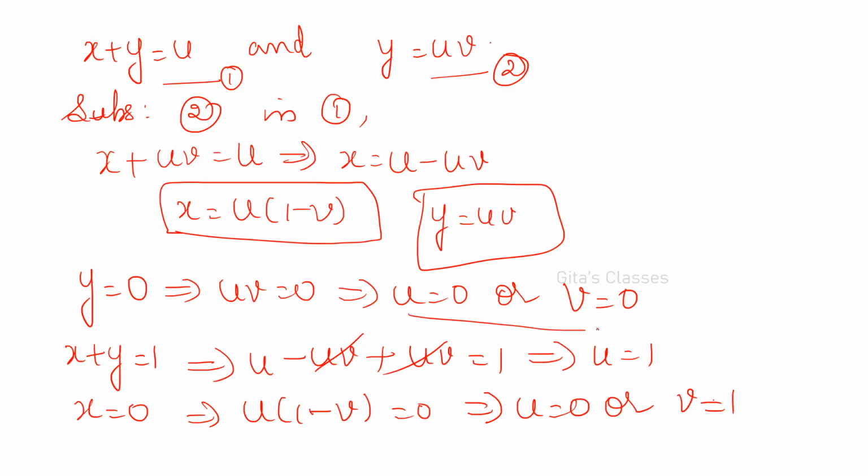So what are the lines we got? u is equal to 0, v is equal to 0. Of course it is repeated, you need not bother about that. And u is equal to 1, v is equal to 1. These are the boundaries in the new coordinate system u and v. So u is equal to 0, v is equal to 0, u is equal to 1 and v is equal to 1 are the new boundaries.